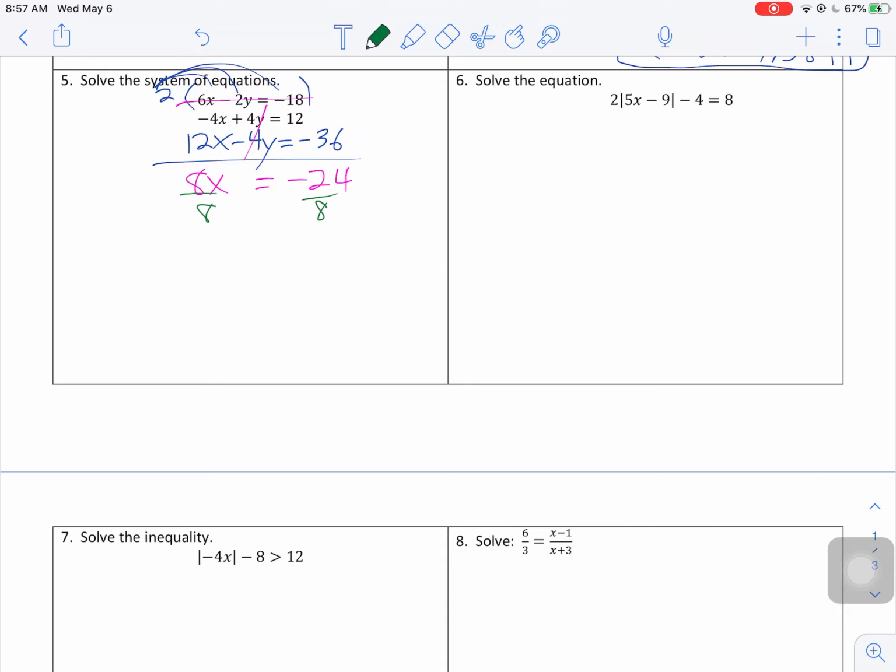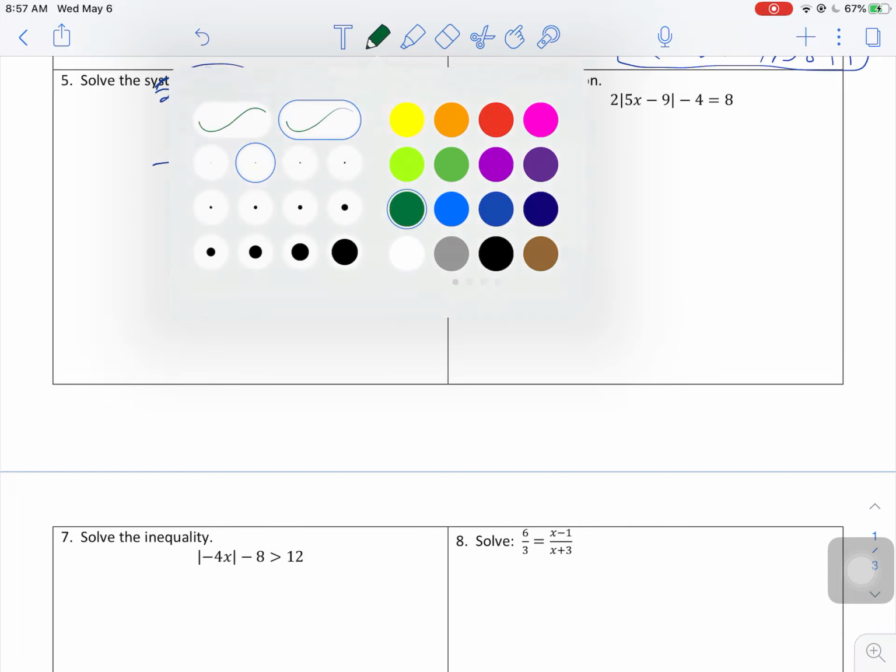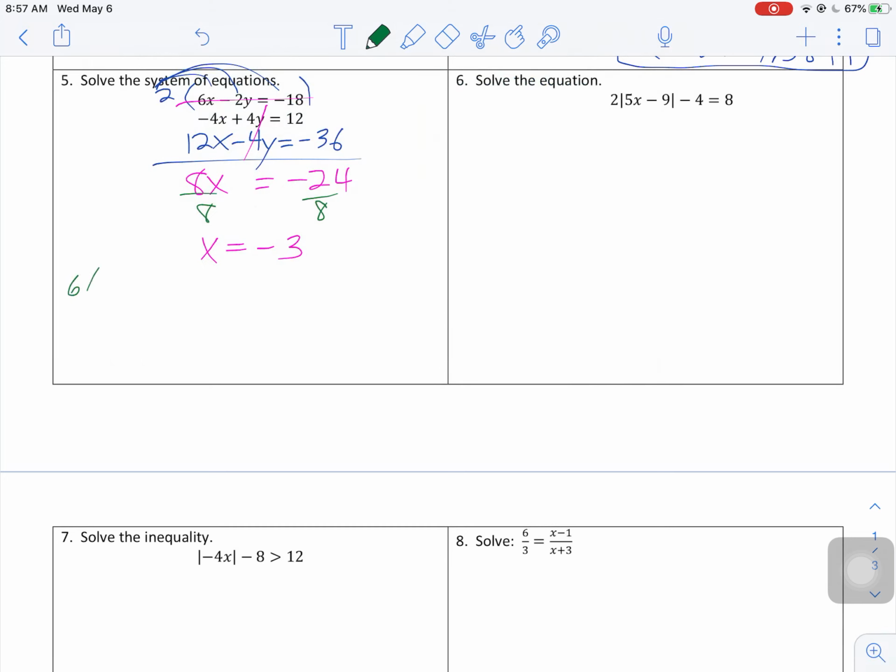Undo multiplication by doing division, and you get x equals negative 3. Now remember, that's only half the answer. Take your x value, plug it back into either one of the equations would be fine. So I'm going to plug it back into the top equation. So wherever I see an x, I'm going to plug in a negative 3, like that, and then you just do the math.